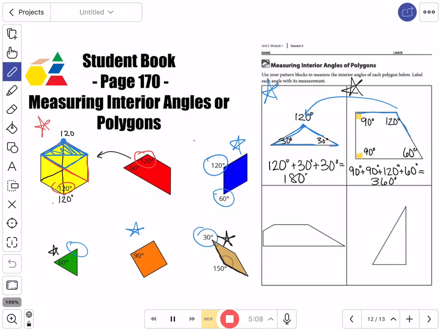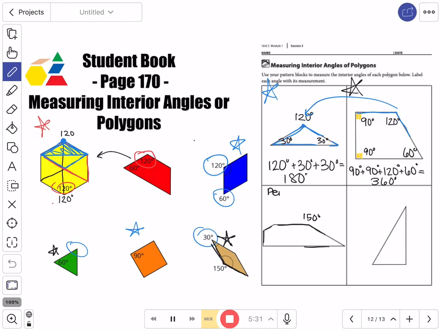Now, when I look at this next one, there are a couple parts of it that remind me of a shape that we were talking about that was tricky for us, and that was this one right here, okay? So this corner right here, this angle, is exactly like this angle right here. So this is 150 degrees, okay?